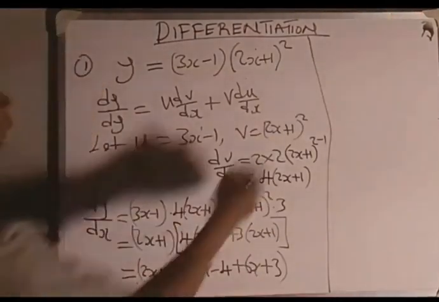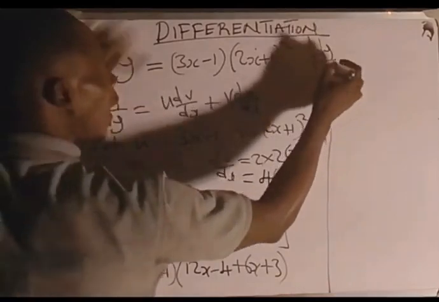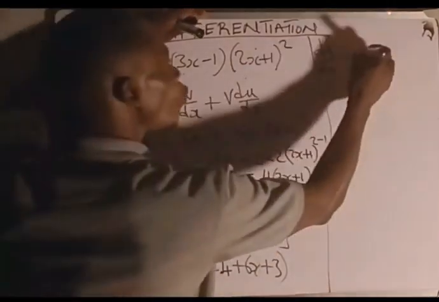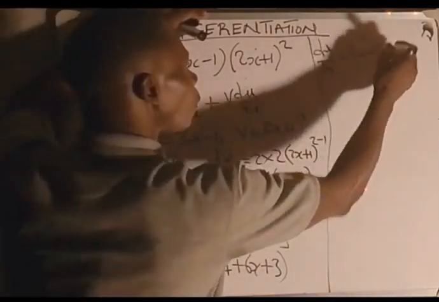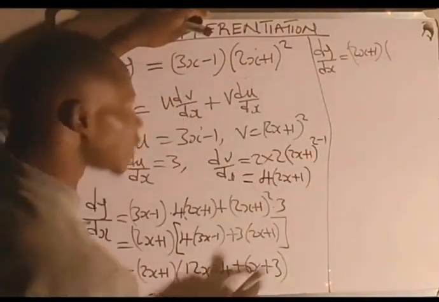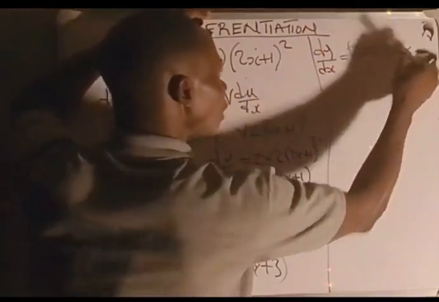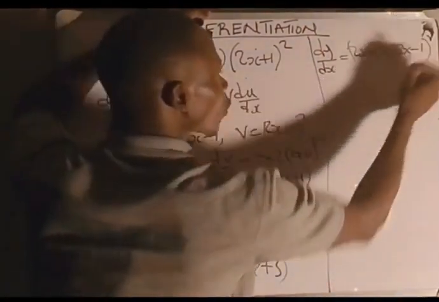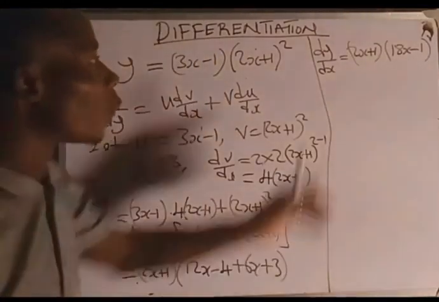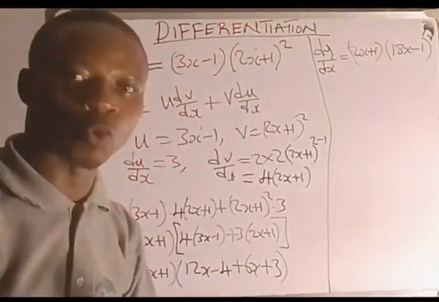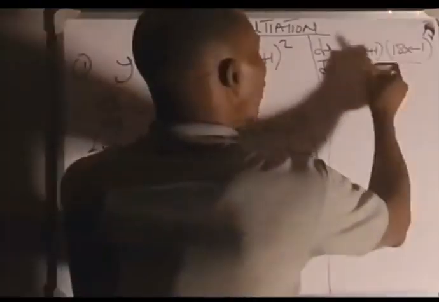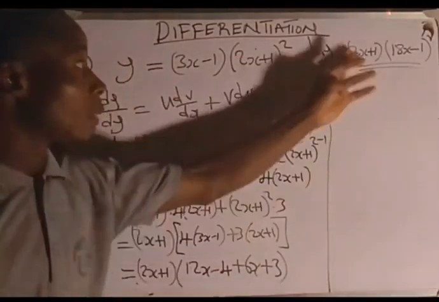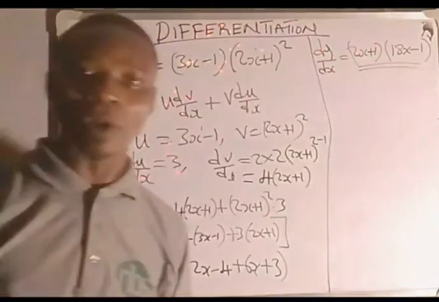We'll have dy over dx is equal to, bring this one first, (2x plus 1) in bracket, another bracket, this plus this is 18, so this will be 18x, then minus 4 plus 3 is minus 1, close the bracket. So there's no need for you to waste your time expanding this bracket. You can leave it that way. So our final answer will be this one. You can decide to expand it, it's fine. You can expand 3x times this one, then leave it in a quadratic form, it's fine.